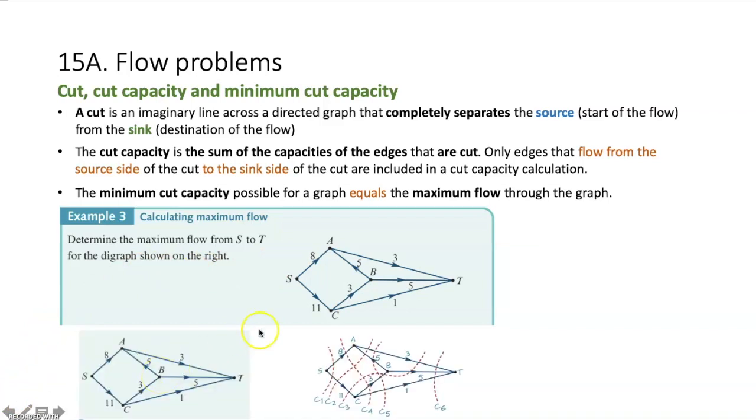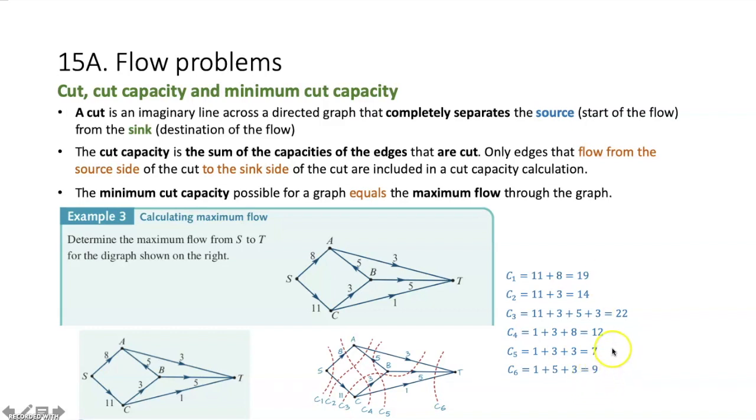If you have tried, you should find a total of 6 cuts in this diagram. For these 6 cuts, again, we're going to work out the capacity. Cut 1 is 19, cut 2 is 14, cut 3 is 22, cut 4 is 12, cut 5 is 7, and cut 6 is 9. When we're searching for maximum flow, we're actually looking for the minimum capacity. The minimum capacity for the cuts we have here is cut 5. Therefore, the maximum flow in this diagram is 7.